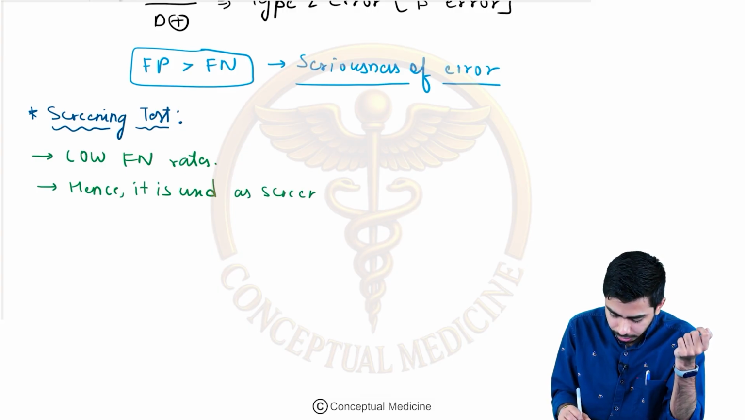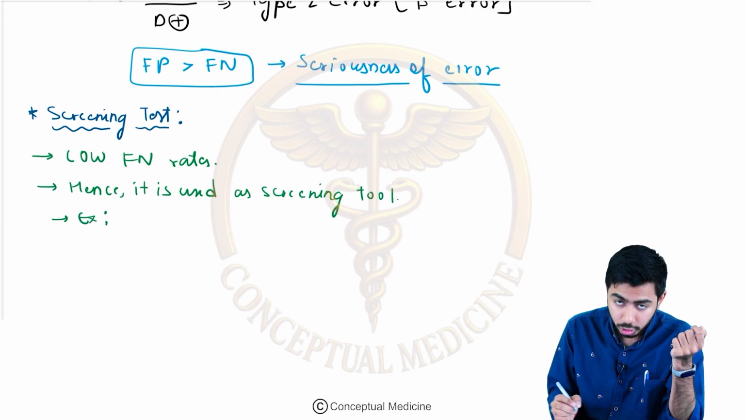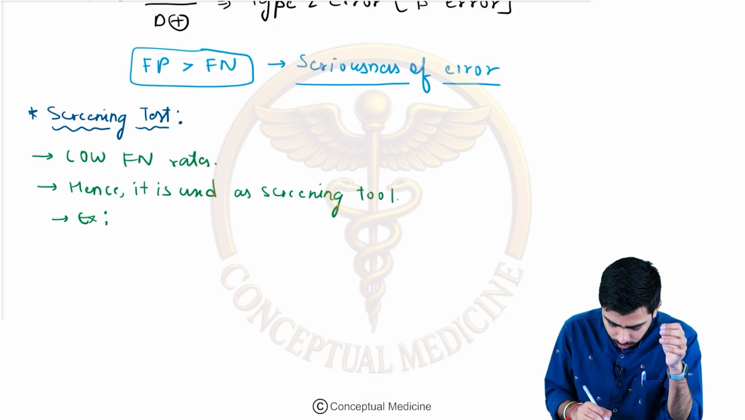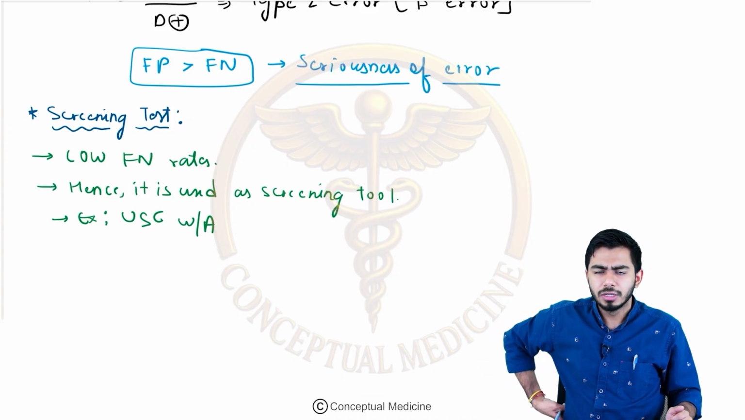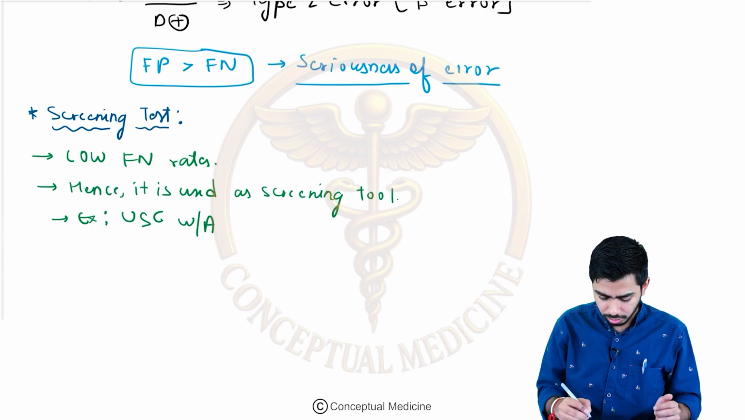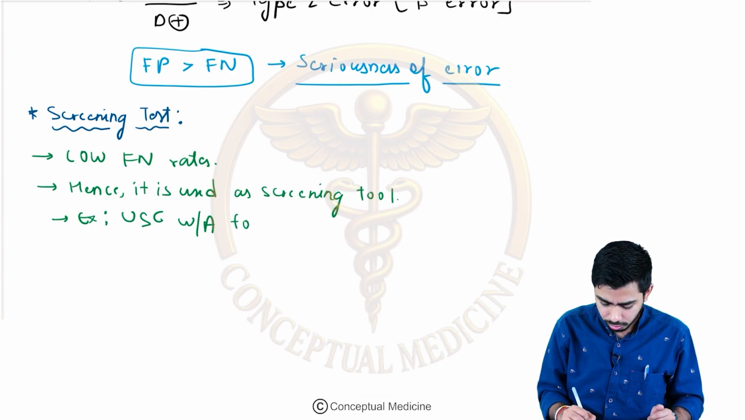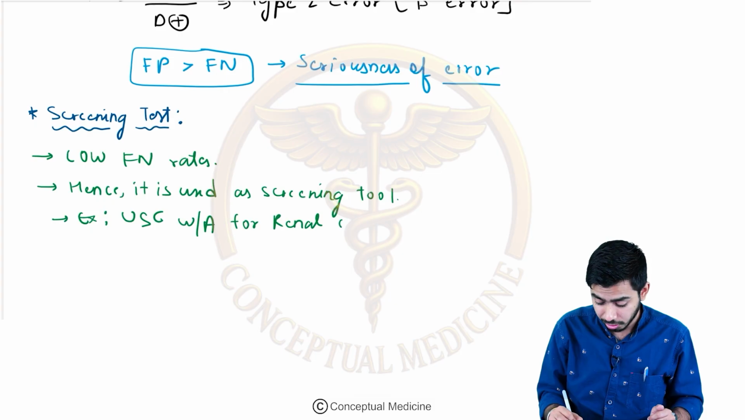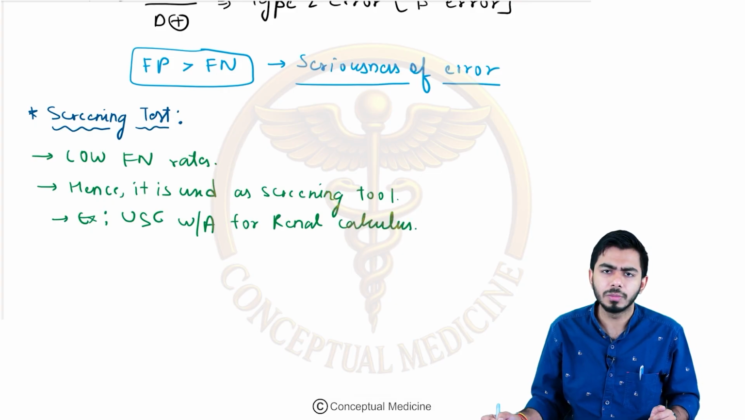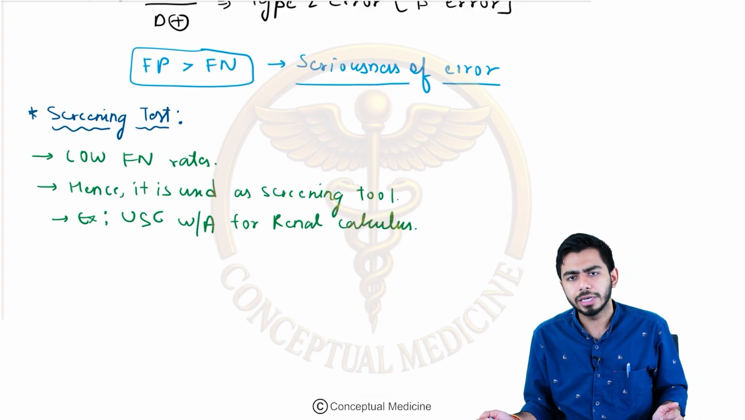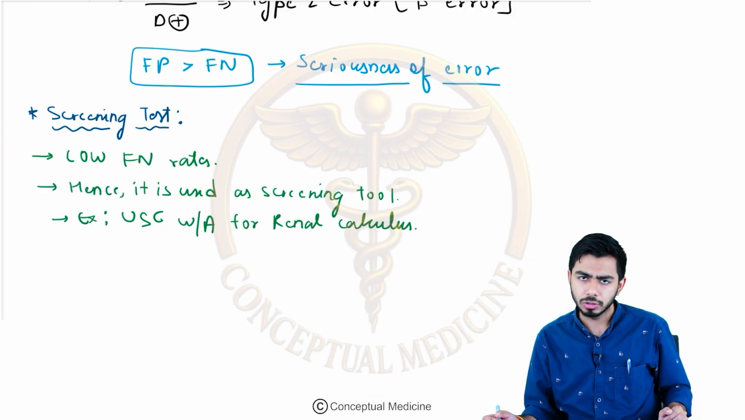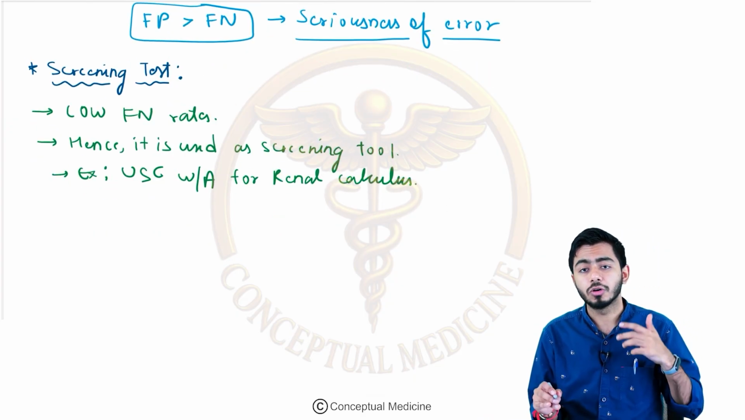For example, I gave you the example already, your USG whole abdomen. Say the person comes with pain in this particular region, in the lumbar region, I would say. In that case, with the USG whole abdomen, you are looking for renal calculus, right? There might be a renal calculus. But still, if you want a better test, you might go for the NCCT KUB, NCCT kidney ureter bladder. That will obviously show you a better picture. So that would be your diagnostic tool.